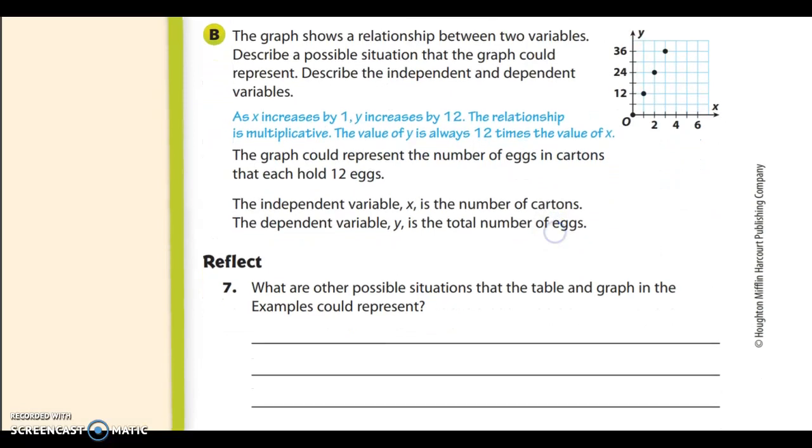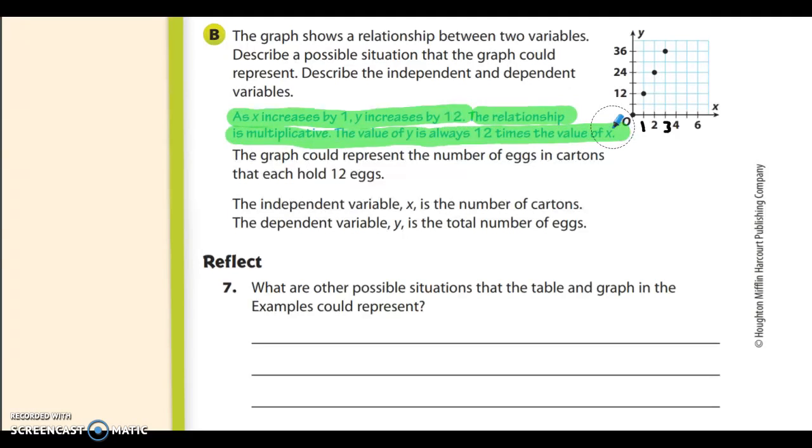B. The graph shows a relationship between two variables. Describe a possible situation that the graph could represent. Describe the independent and dependent variables. Once again, this is what we should be thinking in blue. As x increases by 1, y increases by 12. Let's see if that's true. 1 has a value of 12, 2 has a value of 24, 3 has a value of 36. So every time we go up by 1 on the x-axis, we go up 12 on the y-axis. The relationship is multiplicative. The value of y is always 12 times the value of x.